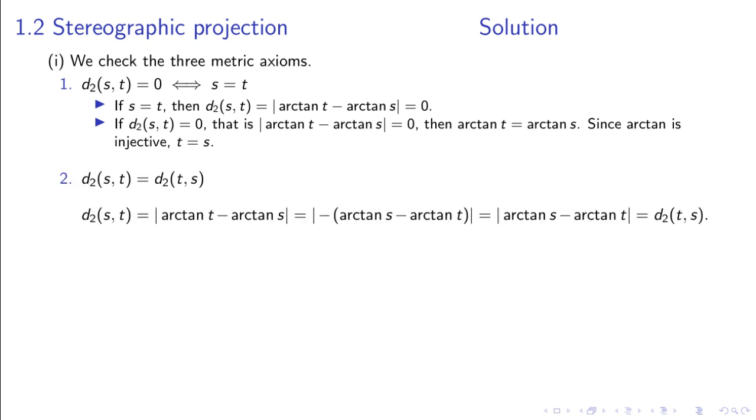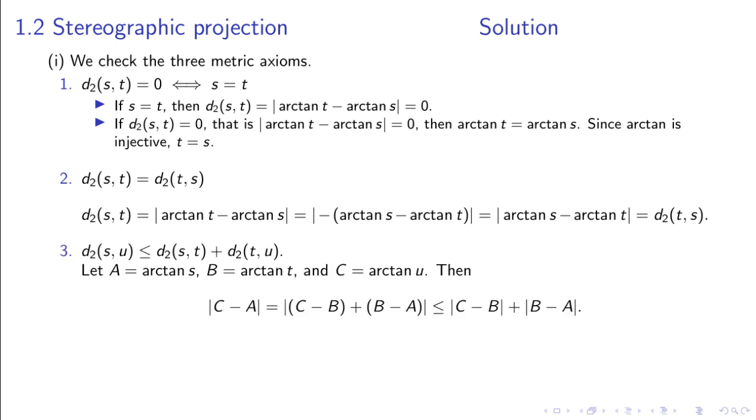Second, symmetry. For any s and t in ℝ, d₂(s,t) = |arctan t − arctan s|. This is the same as |−(arctan s − arctan t)|, which is just |arctan s − arctan t|. So d₂(s,t) = d₂(t,s).